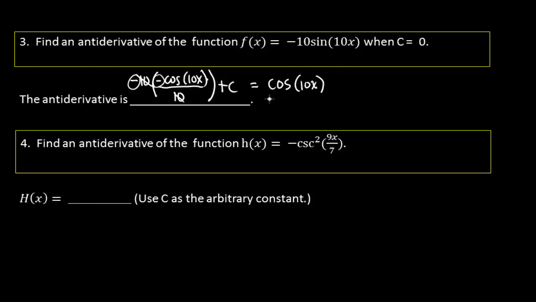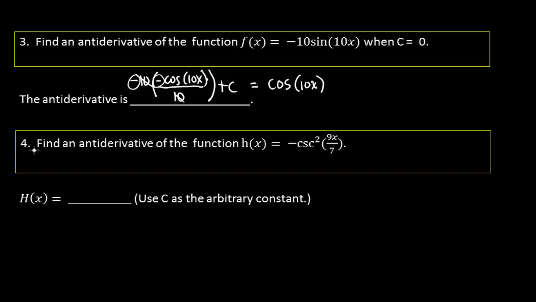That's your antiderivative. And again, how do we check? What is the derivative of cosine? Negative sine. Then you have to multiply by the derivative of the inside. What's the derivative of 10x? 10. So that's how you get your little f of x.